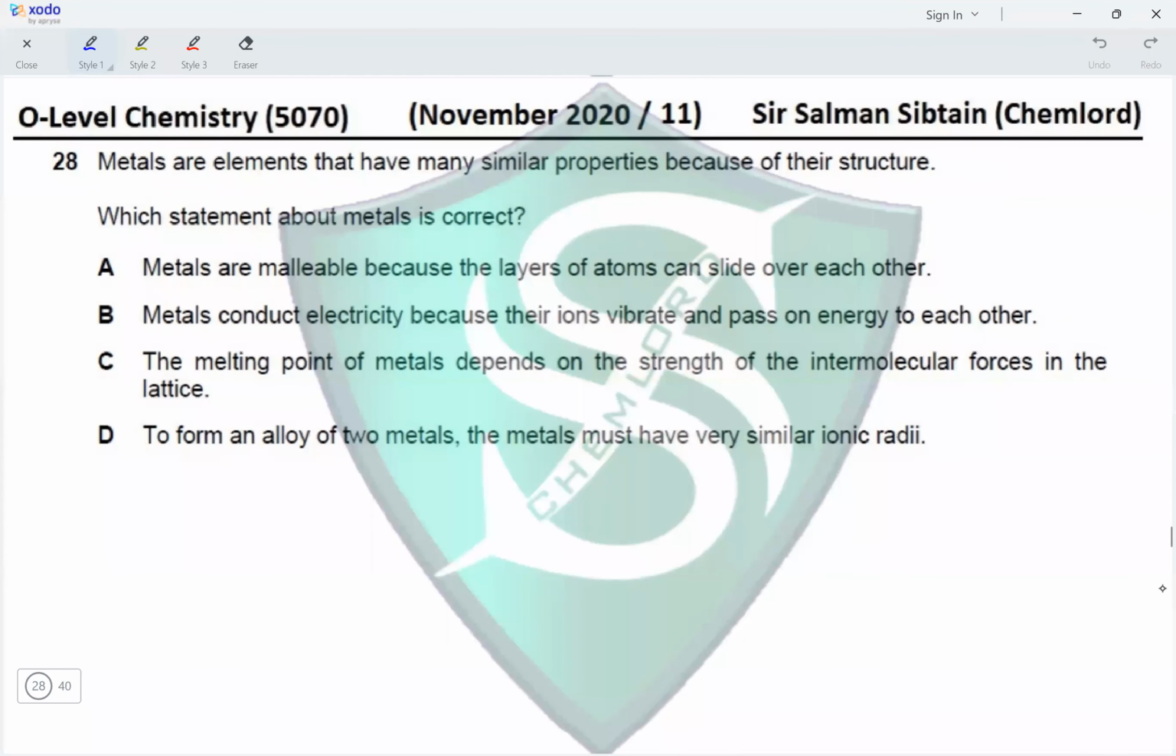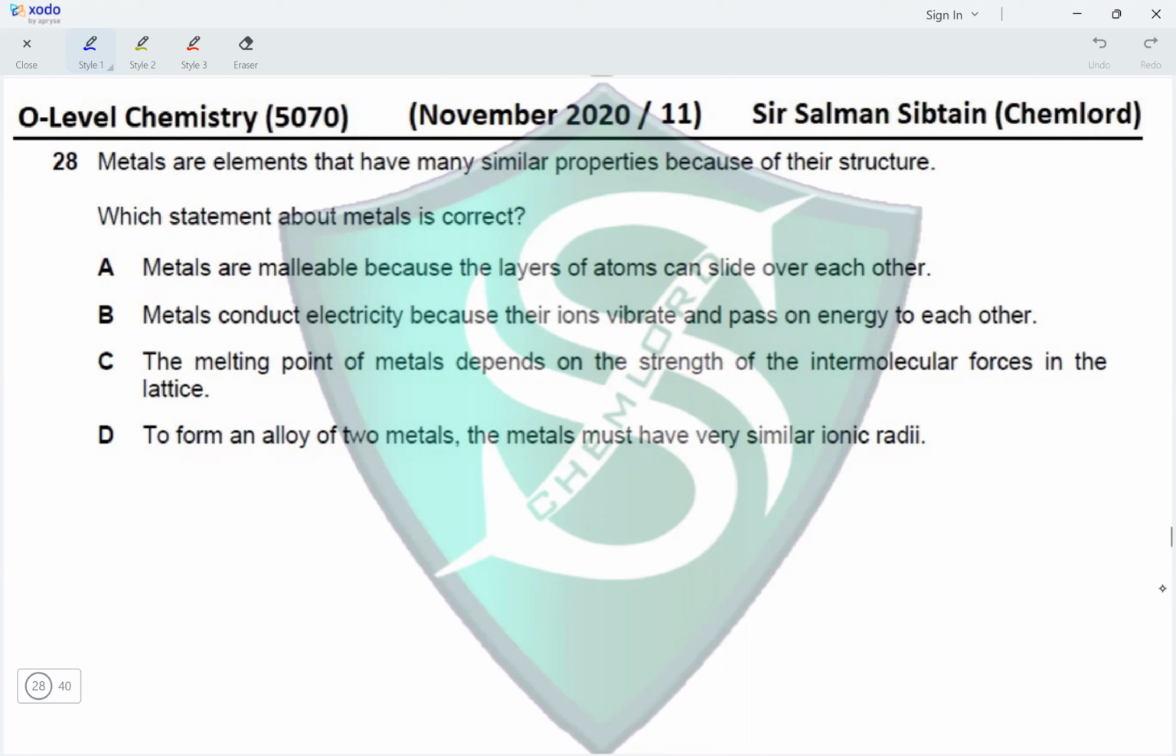Question 28. Metals are elements that have many similar properties because of their structure. Which statement about metals is correct? Okay. Metals are malleable. Yes, they are, because layers of atoms can slide over each other. Malleable means that they can be drawn into shape. So because the layers can slide over each other, yes, this is correct.